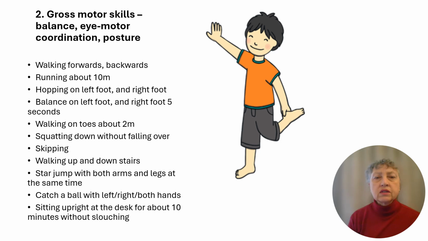Can the child skip, walk up and down stairs, do a star jump with both arms and legs at the same time? Can the child catch a soft ball with the left and the right and both hands? Can the child sit upright at the desk for about 10 minutes without slouching over?